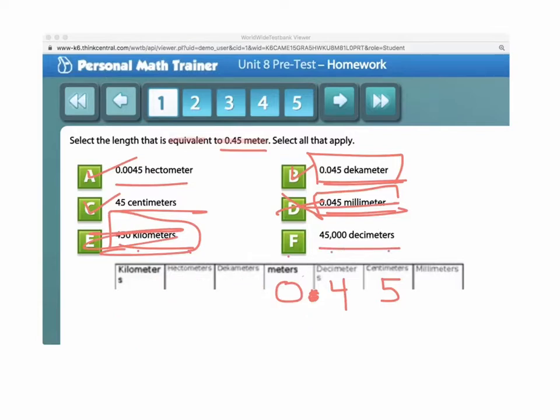And the final choice is 45,000 decimeters. I think you can see that that's pretty obvious. You're just making it 10 times larger, and that's 4.5. So that also is not applicable. It's not equivalent to 45 hundredths meters.